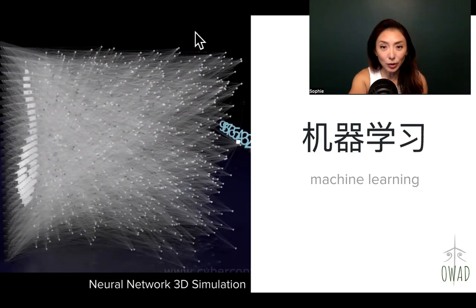Anyways, 机器学习 is the Chinese response or recapturing of what machine learning, today's hot word, is about.